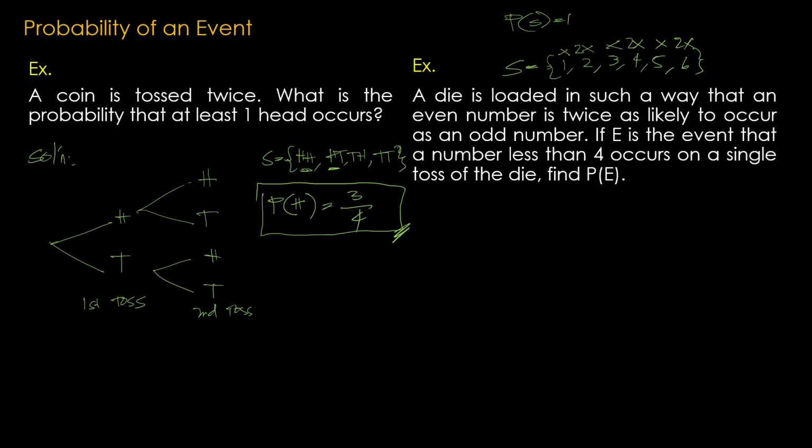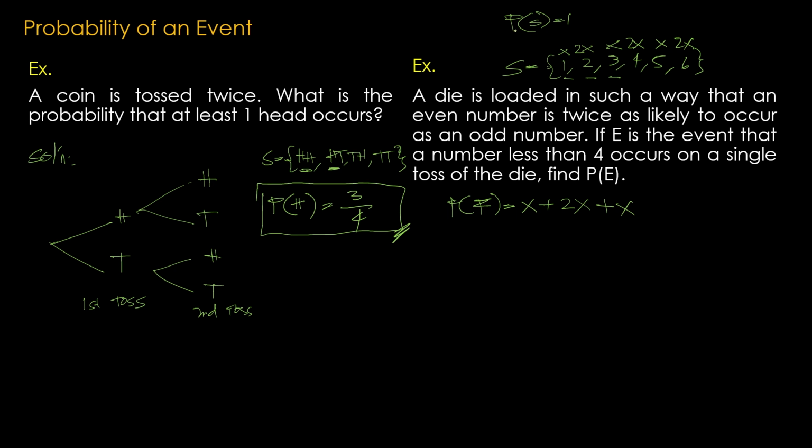Okay, what are the numbers less than 4? So that would be 1, 2, and 3. And what are their probabilities? That would be x, 2x, and x. Okay, so the probability of E, therefore, is equal to x plus 2x plus x. But wait, we need to find the value of x first.